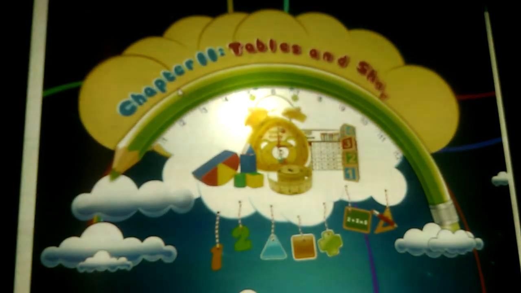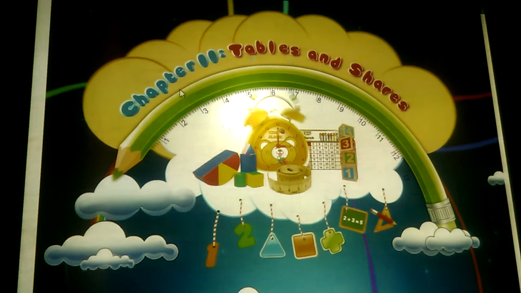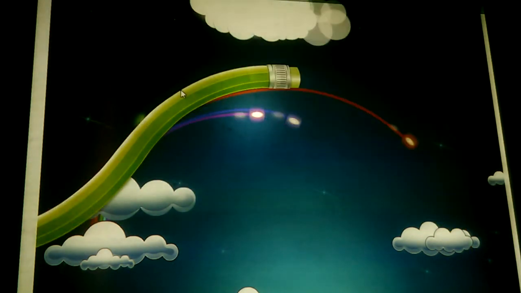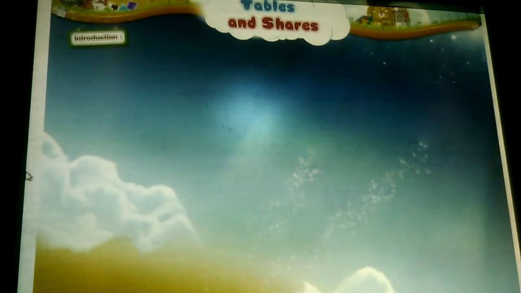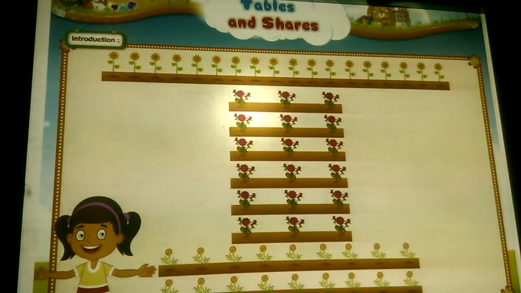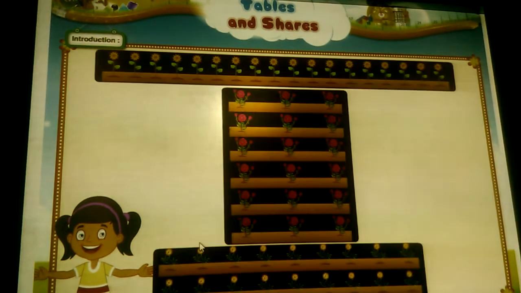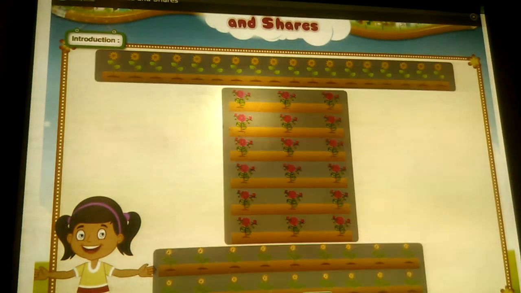Chapter 11. Tables and shapes. Introduction. Shyama's garden. Shyama has planted sunflower, rose and marigold plants in her garden. She has planted them in 3 flower beds.